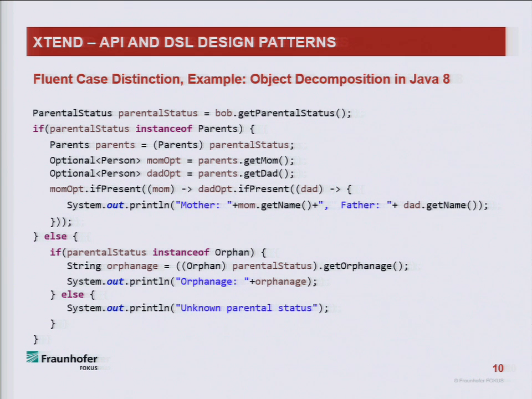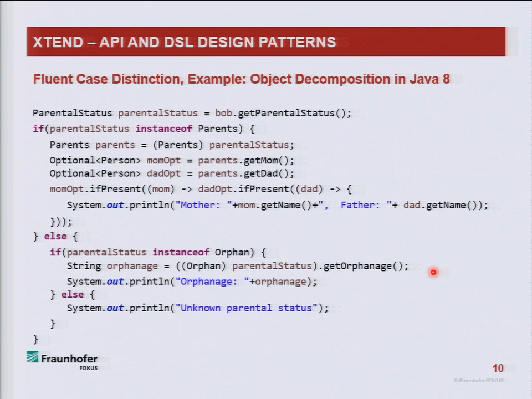So next is Fluent case distinction. First we start again with a bigger Java example. It's actually not that complicated. We have a person and we get the parental status of that person, and this has subtypes. So the parental status can be a parents or orphan or something else. And first we check for the parents, and then we cast to parent, and then we get mom and dad out, and these are optional, so they can be there or not. So we have to do some shenanigans to find out if both are there, and then print out the name fields. And orphan, again, we have to then cast to orphan, and so on and so on.